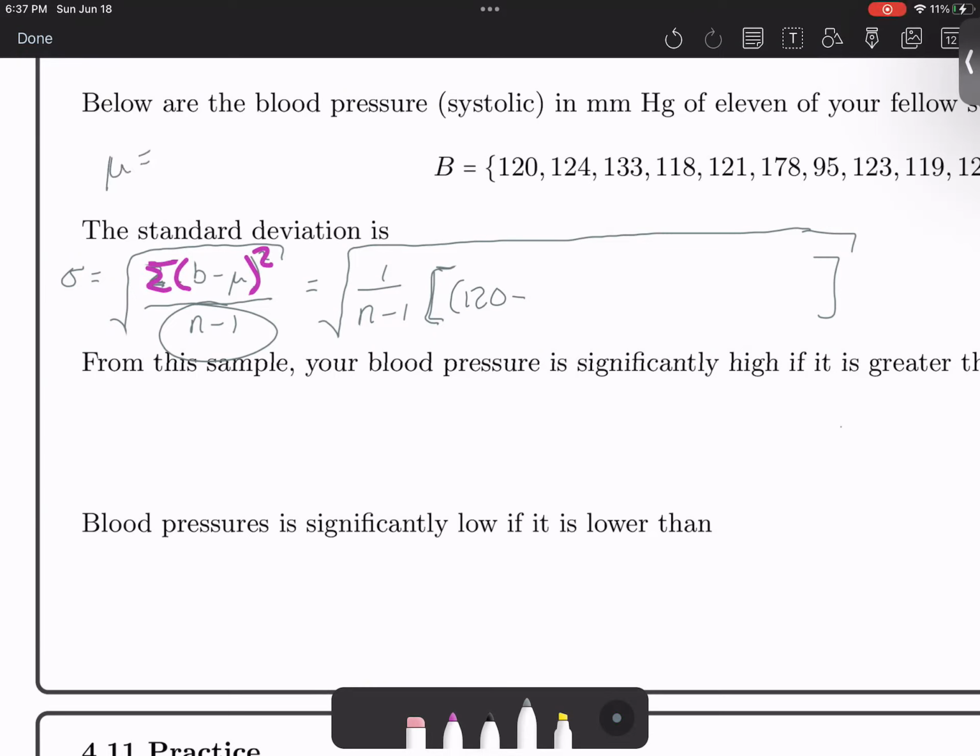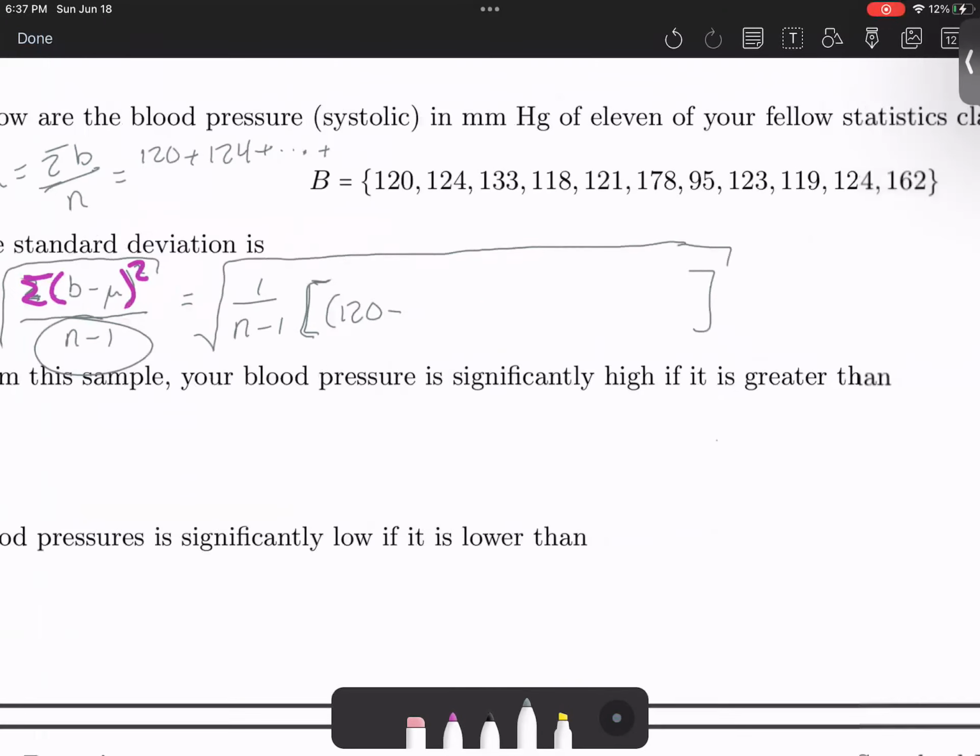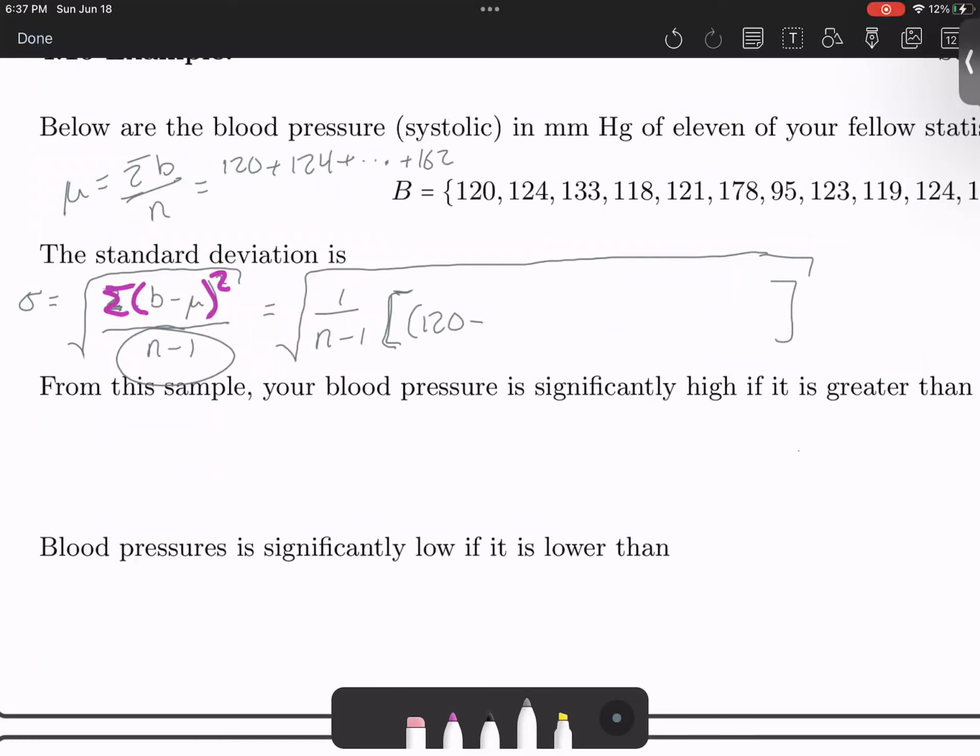The average, let's remind ourselves of what that is. It's the sum of all of the blood pressures divided by the number of blood pressures that we have. So 120 plus 124 plus, right? You add up all of these until you get to 162. And then you divide that sum by the 11 people. You find that you have an average blood pressure of 128.82. So our average is 128.82. You'll take that difference, you'll square it, we'll add it to the next.